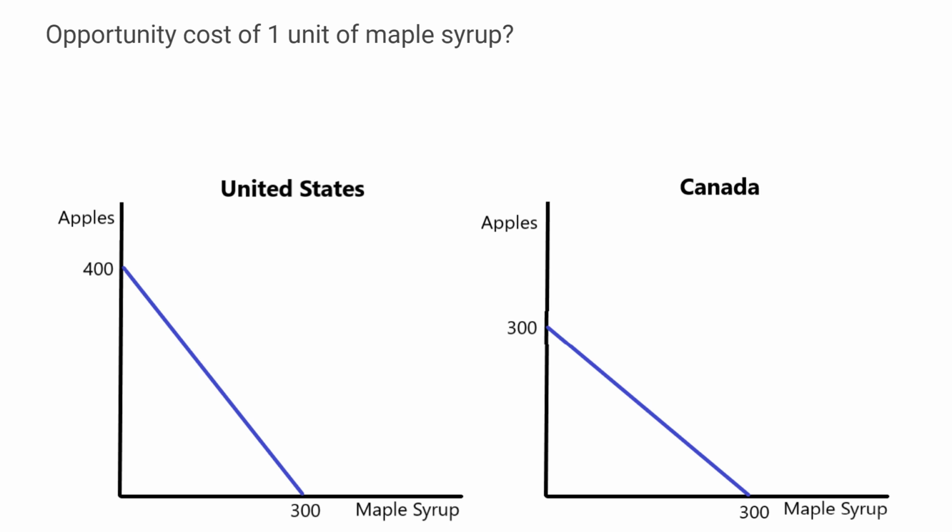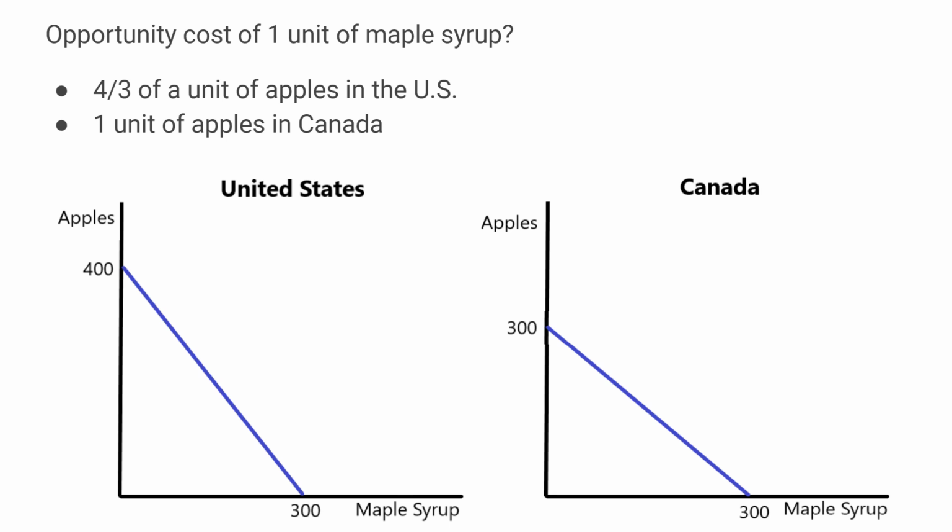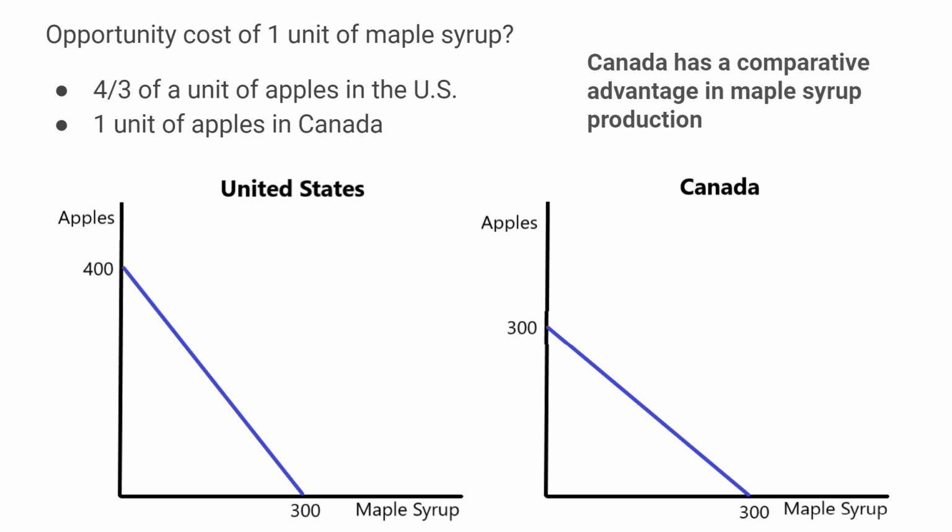The opportunity cost of 300 units of maple syrup is 400 units of apples. As a result, the opportunity cost of 1 unit of maple syrup is 1/300th of that, so it would be equal to 400 divided by 300, or 4/3 of a unit of apples. In Canada, the opportunity cost of a unit of maple syrup is equal to 1 unit of apples. So in this case, we see that Canada has a comparative advantage in maple syrup production.